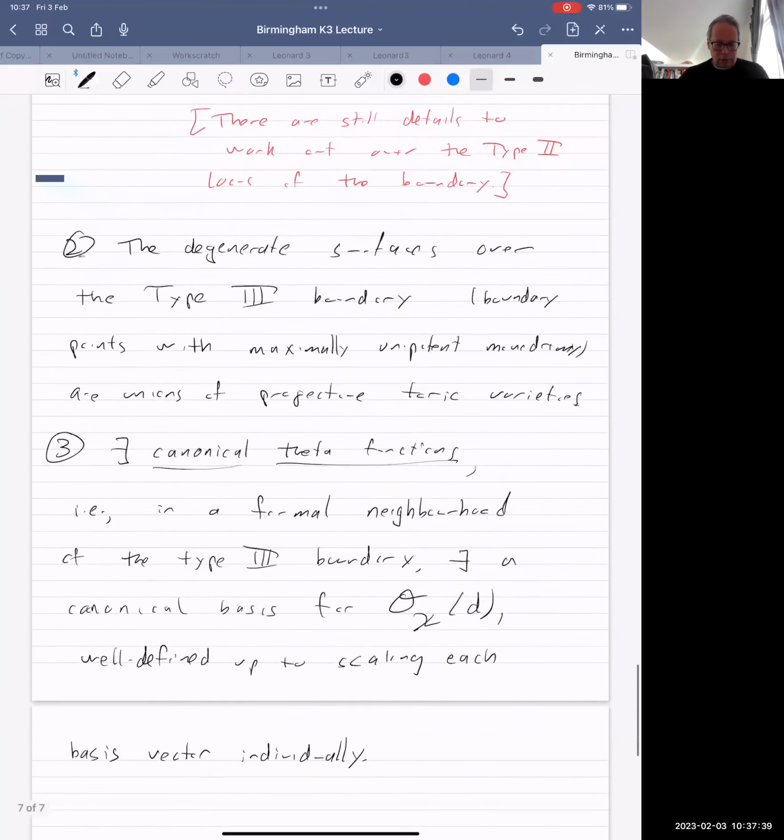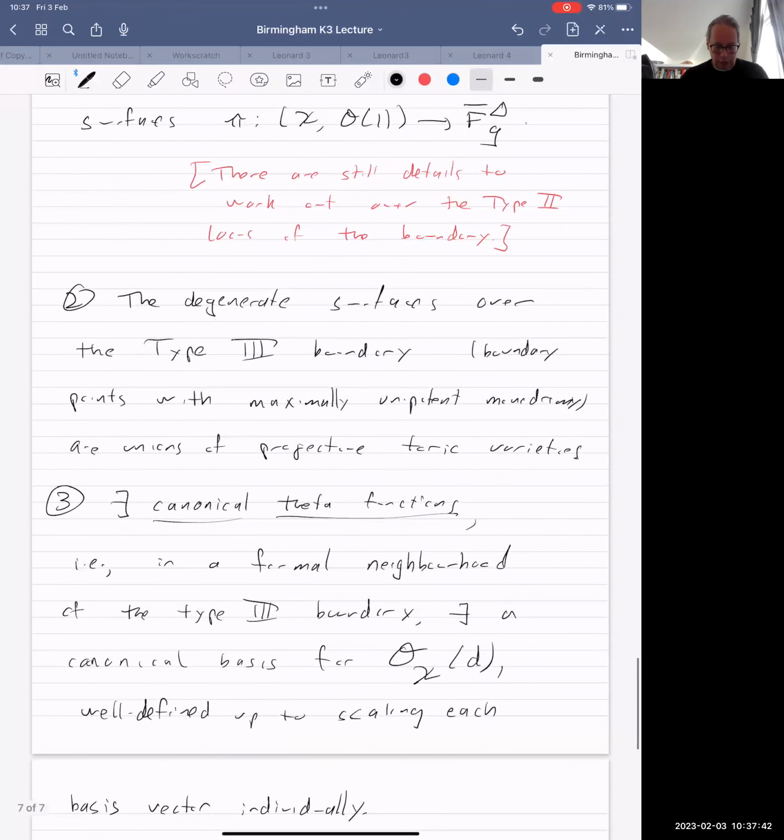Okay, so there's the main theorem. Sorry, it doesn't all fit on one page there.